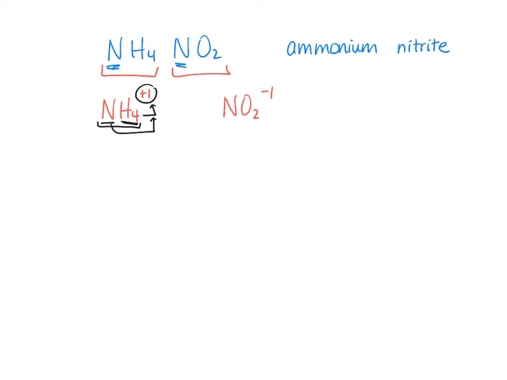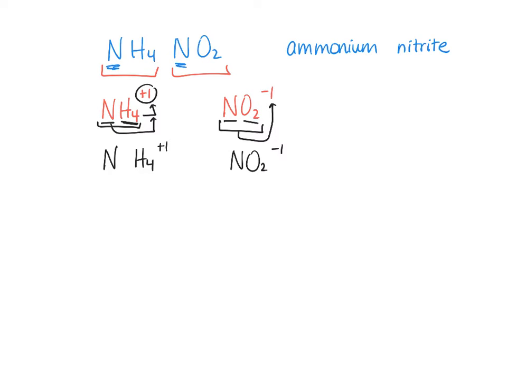Same thing with this nitrite. That nitrite collectively has a charge of -1. So the oxidation state of that nitrogen and those 2 oxygens has to add up to -1. So let's look at how this works for this particular question.